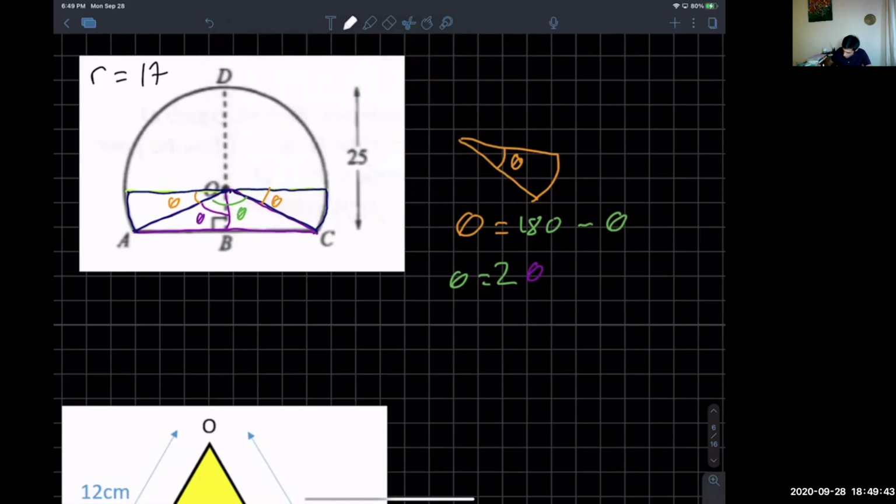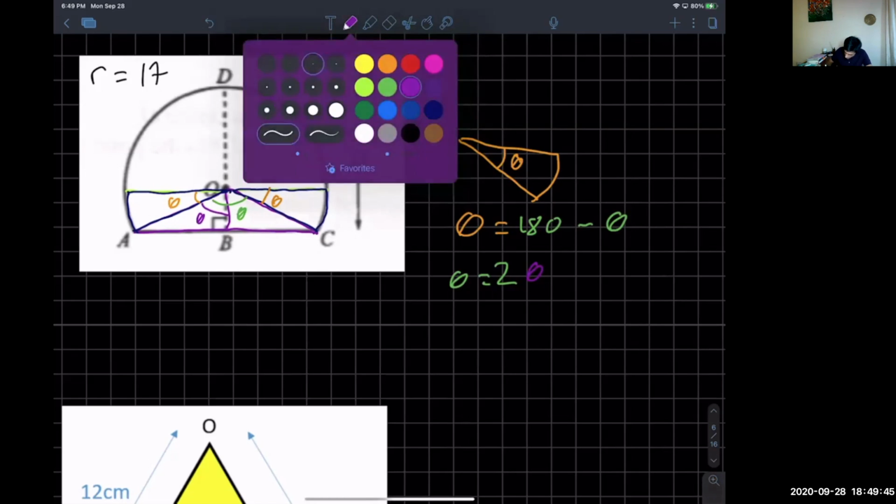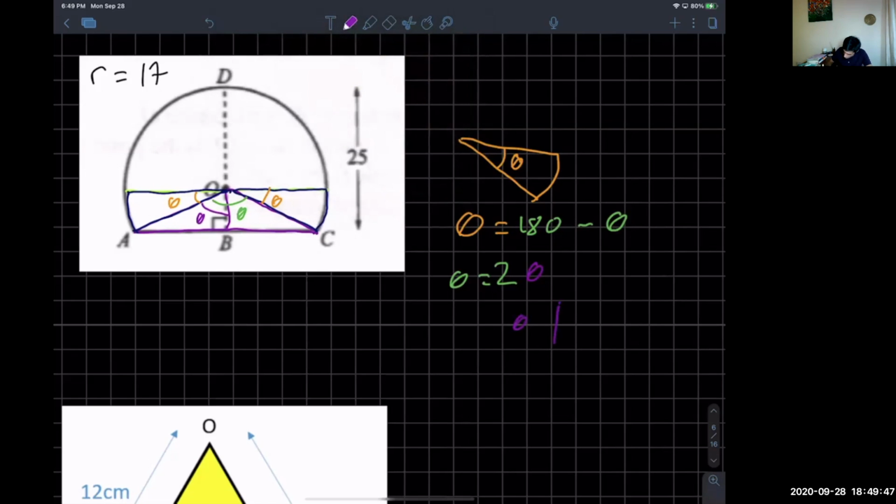And for purple theta, we have a triangle. We know the radius is 17, and we need to find the height. The height is 25 minus 17. Right, so if we have the length of 2 sides, then we can find theta using the sine cosine rules. So again, we just broke this down into smaller and smaller pieces, and then you can go back up, like the recursive method.